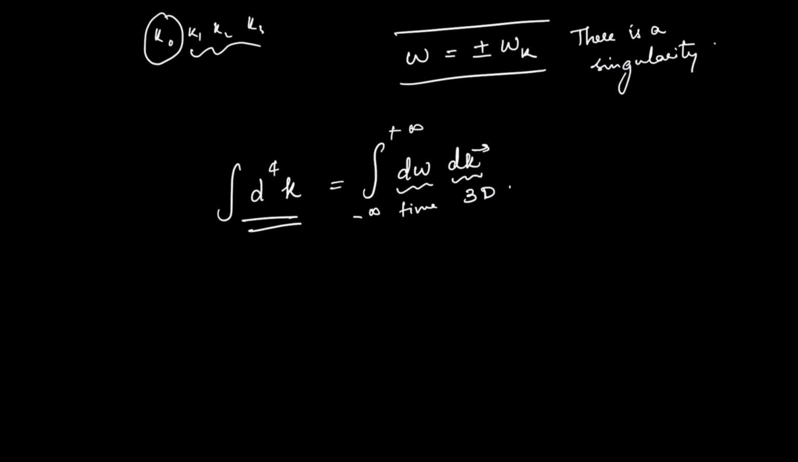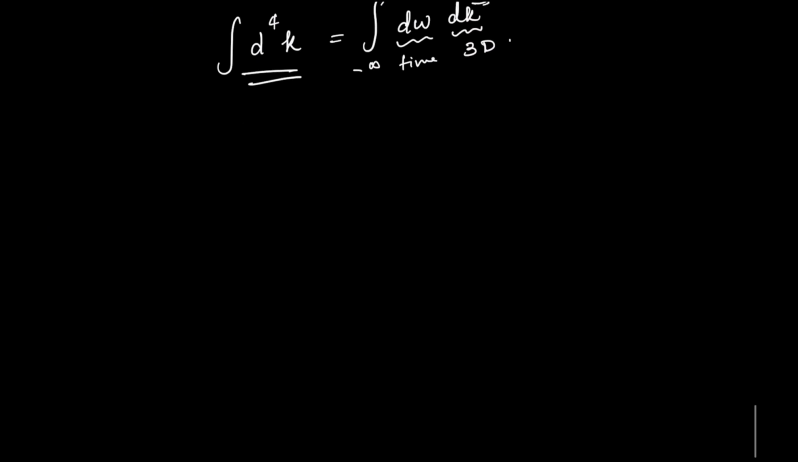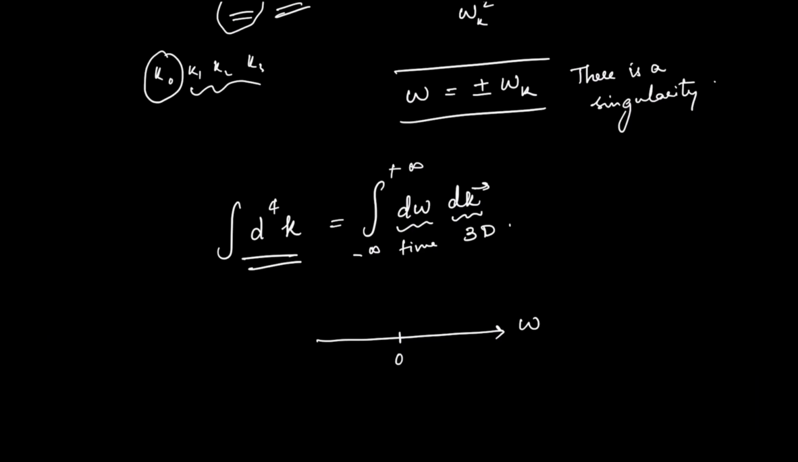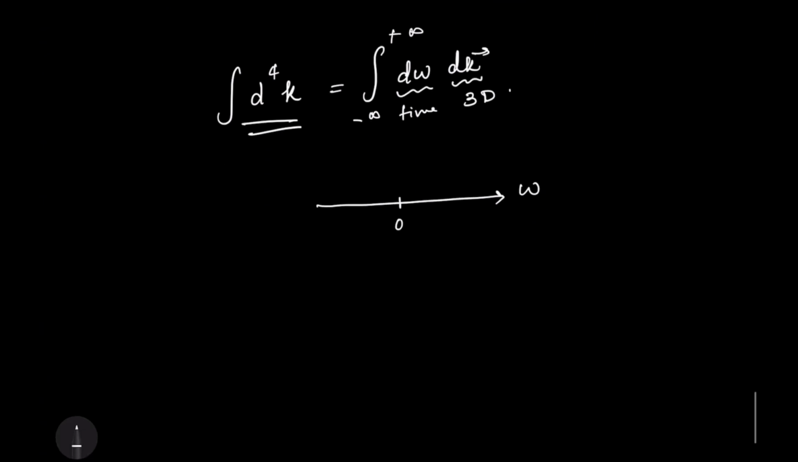So if you look at the omega axis, if I have an axis containing omega, this is the origin, and the singularity is at plus or minus omega k, right? The singularity is present at plus or minus omega k. So if this is the origin, plus omega k and minus omega k. Okay, so the integral is not well defined.